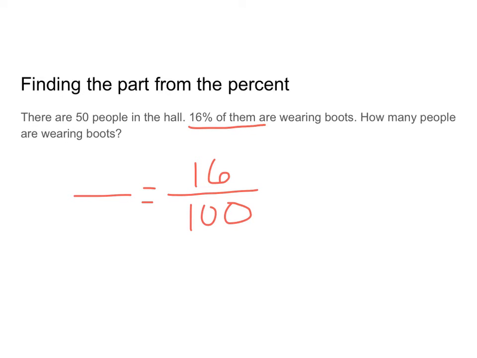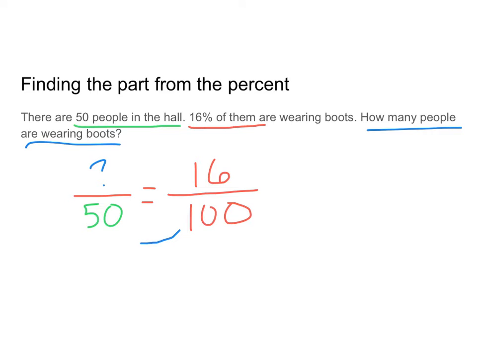And then we were told that there are 50 total people in the hall. So that's our whole. But then we're asked how many people are wearing boots. So that would be the part. So that's this right here. So now we just need to solve this as though it's a proportion, which it is.